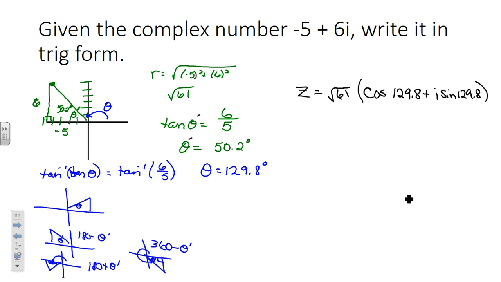Make sense? Questions on this one? Is this trig form, like z equals? Yep, this is the trig form. So we've got a number out in front, our scalar, the absolute value of that complex number. And then we've got the trig portions of it, the cosine and the sine with an angle. So that is the trig form.